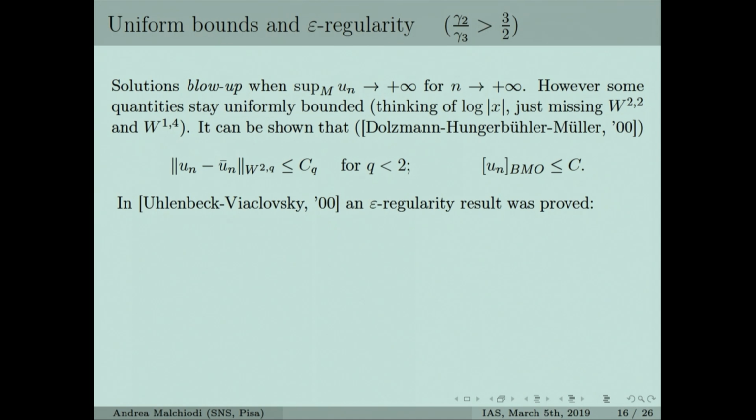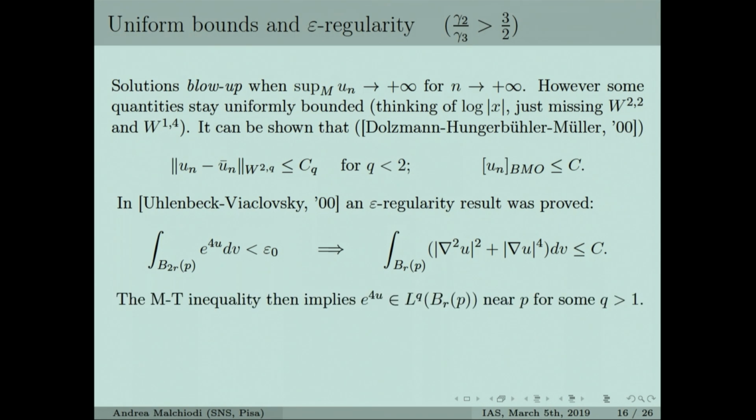Then there is also a result, general for general coefficients gamma 2 and gamma 3, unless you kill the principal part of the operator. They proved some regularity results for critical metrics for the determinants. They showed an epsilon regularity: if the volume in a ball is smaller than some quantity epsilon 0, then in a half ball you control the full W22 and W14 norm. Therefore, this means that e to the 4u is a little better than the initial L1 you had. This is for the u which satisfy the equation.